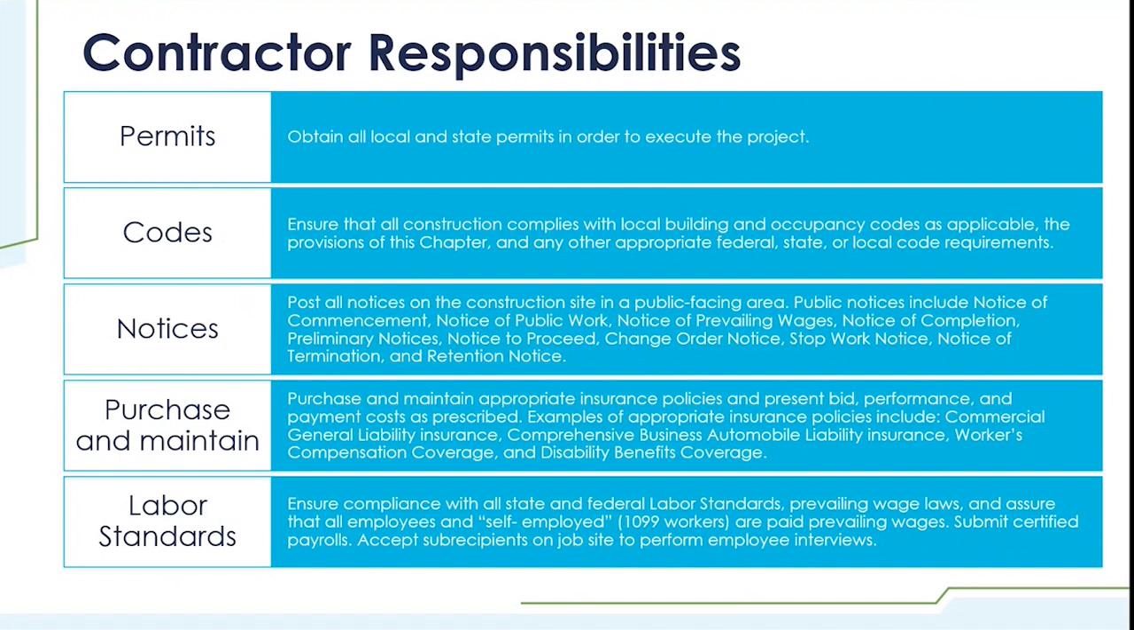Some examples of the insurance that might be required are general liability, automobile liability, workers' comp, and disability. And lastly, as Sally mentioned previously during the cross-cutting, the contractor must ensure compliance with all state and federal labor standards. That includes prevailing wage laws, and ensuring that all employees and self-employed workers are paid prevailing wages.